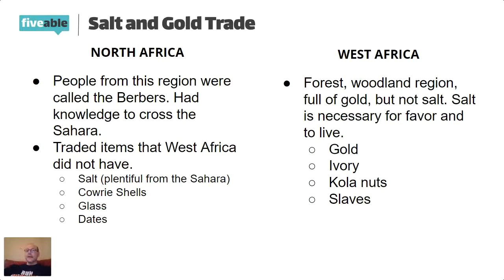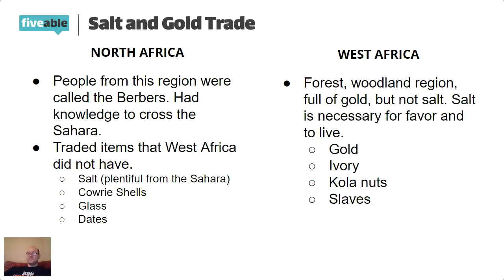Okay, so the Berbers are going to trade things like salt. They're going to have salt mines in the deserts, and they're by the Mediterranean, which is a salt body of water. You have cowrie shells, glass, and dates. Those are things they're going to trade with West Africa. And West Africa is going to trade things such as gold, ivory, cola nuts, slaves. Ivory is going to be a big one.